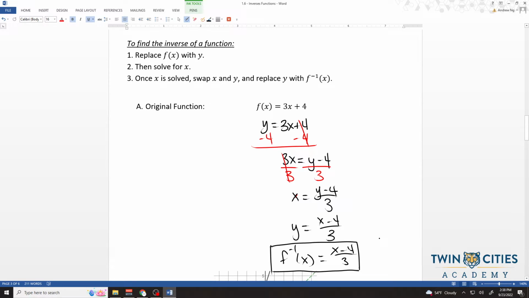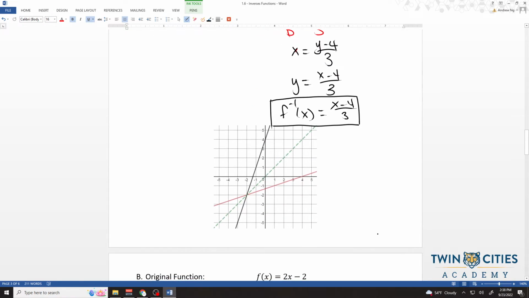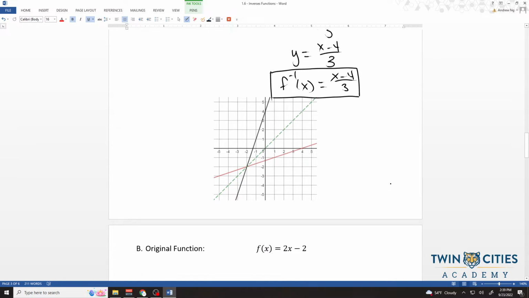And if I were to graph these two, I would get something like this. And what's notable is that this dashed line, that's y equals x again. So I saw this with points, and I'm seeing this now with an entire line. They're going to be symmetrical about this y equals x. Let's do another one.